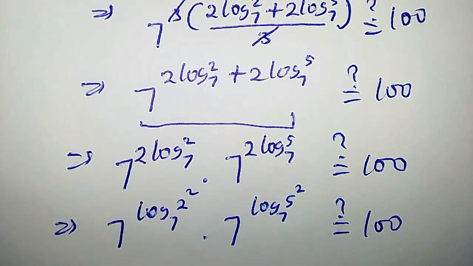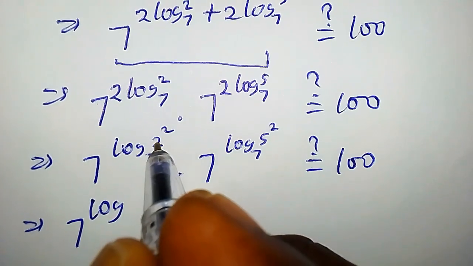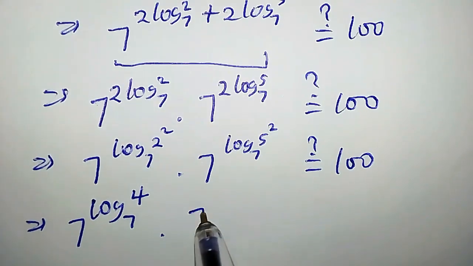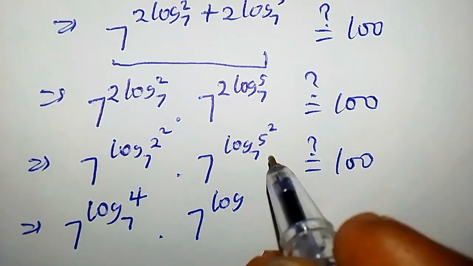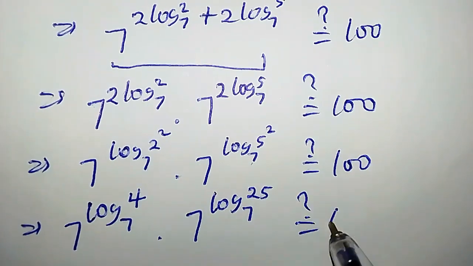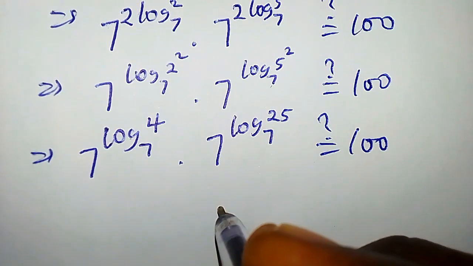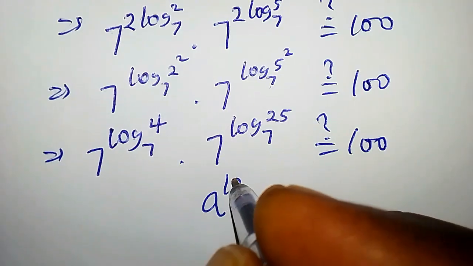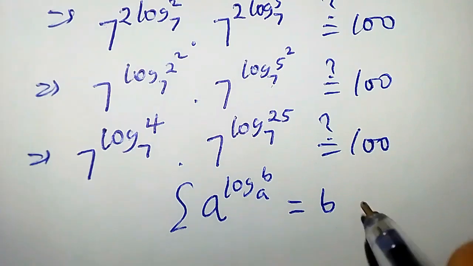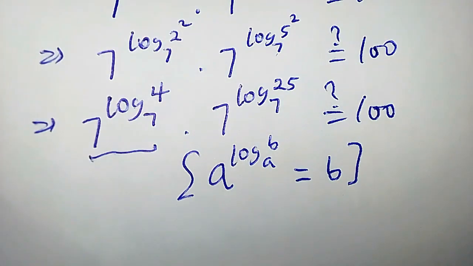Let's continue. This implies that 7 raised to log, what is 2 squared? 2 times 2, 4, base 7, times 7 raised to log, what is 5 squared? 5 times 5, 25, base 7, equal to 100. Now, let's recall another very beautiful property. It says a raised to log b base a is equal to b. Take note of this. Applying this identity to the first one, what do we have?